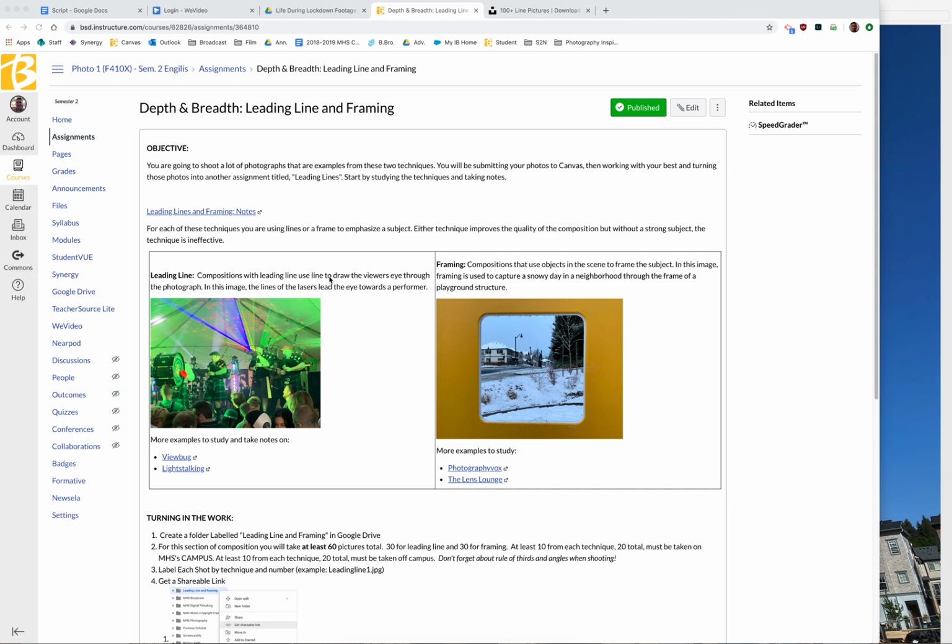So this is a quick tip video on the leading line component of the leading line framing assignment. And so right away, the leading line is defined by using lines, and it draws your viewer's eyes to certain subjects in a photograph. In this particular image right here, the lines of the lasers tend to point straight to this performer, bagpipe artist. I don't know what you would call it, bagpiper. That's a good example of leading lines, but let's look a little bit deeper.